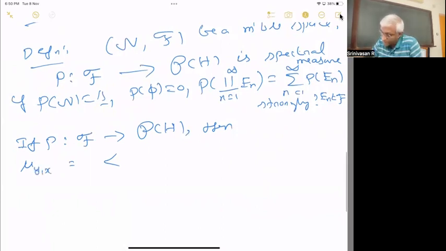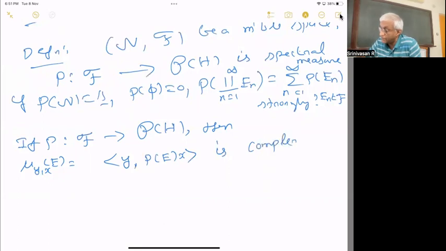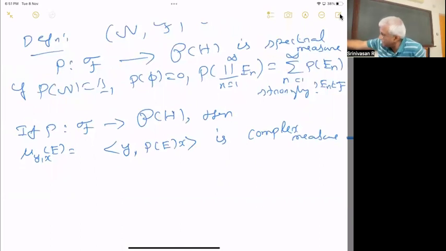So I'm writing mu_xy(E) equal to the inner product of y with P of E x, which is a complex measure, which is very clear. Since the projection is additive, this will also be additive as complex numbers. We are just using one variable, which is linear. So this is a complex number. You can put P of E on either side because it's a projection, self-adjoint. You can put it whichever way you want.